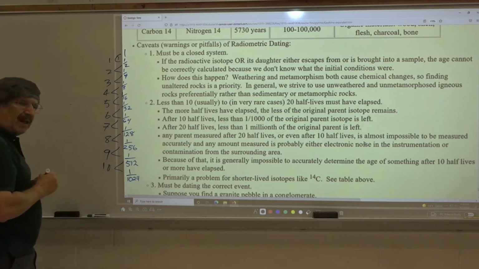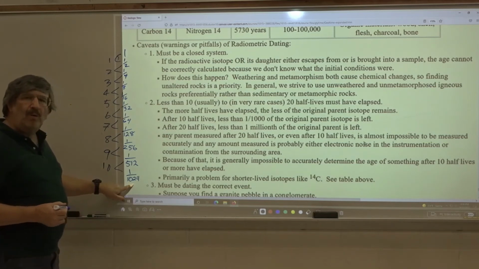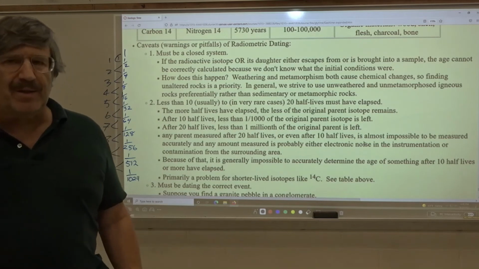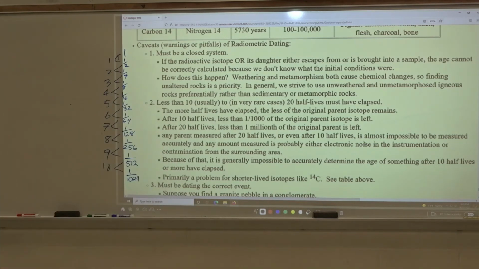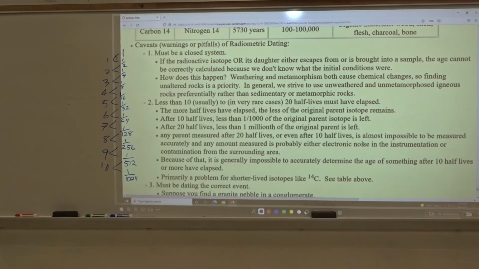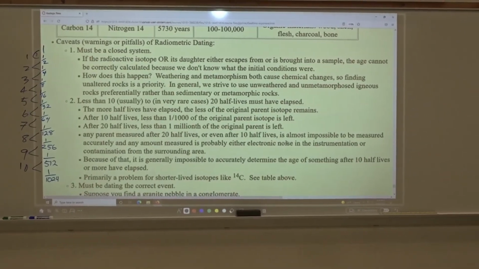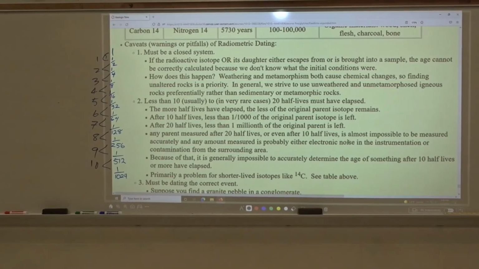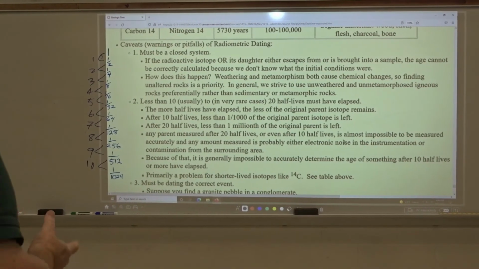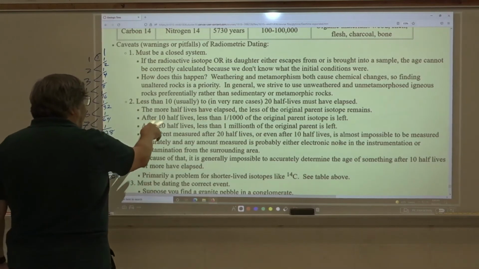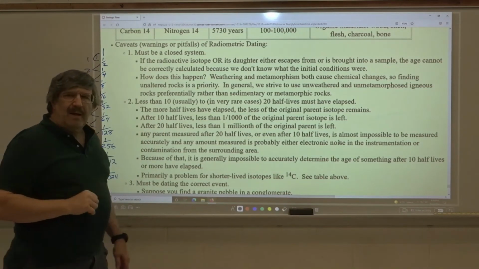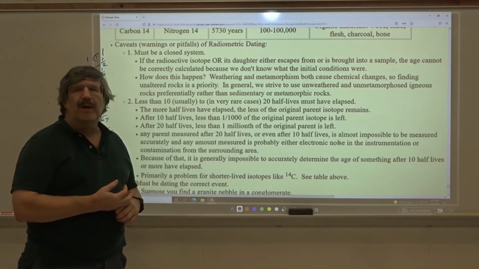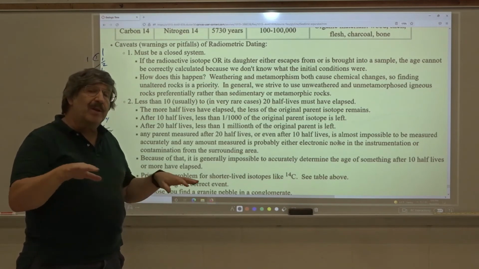After 10 half-lives, you've got less than 1/1000th of what you started with. And because you have less than 1/1000th, it's very difficult to measure. And as a result, generally speaking, after 10 half-lives, you cannot accurately measure the amount of parent isotope. So this is a limit.